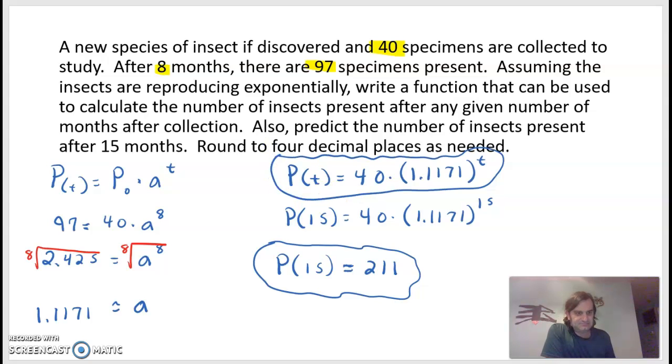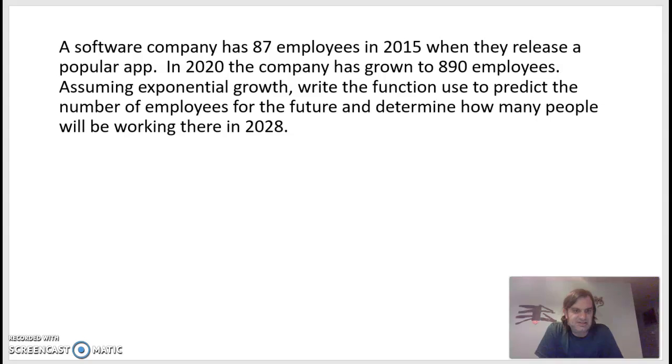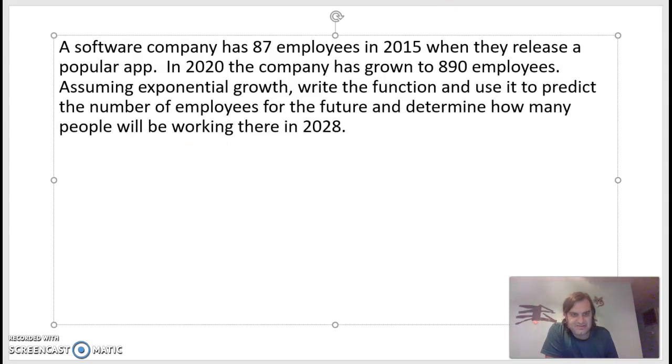Okay. Another practice problem dealing with the population growth. A software company has 87 employees in 2015 when they release a popular app. In 2020, the company has grown to 890 employees. Assuming exponential growth, write the function and use it to predict the number of employees for the future and determine how many people will be working there. Let me pause this to correct that typo. Okay, I apologize.